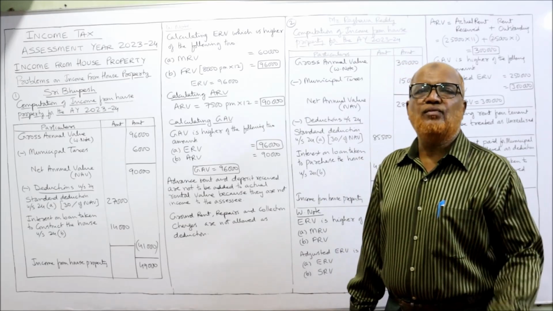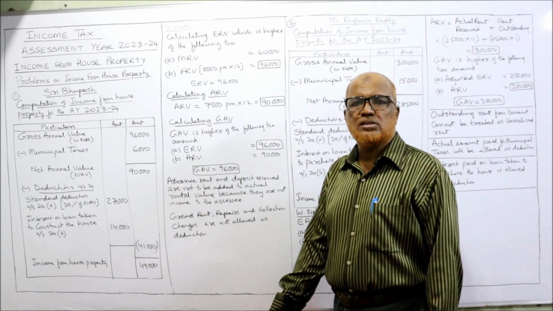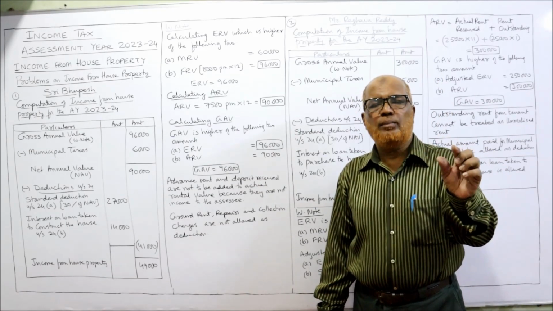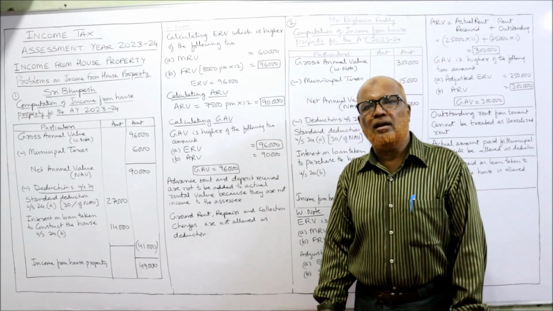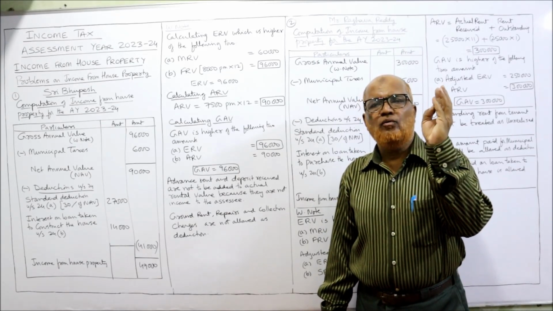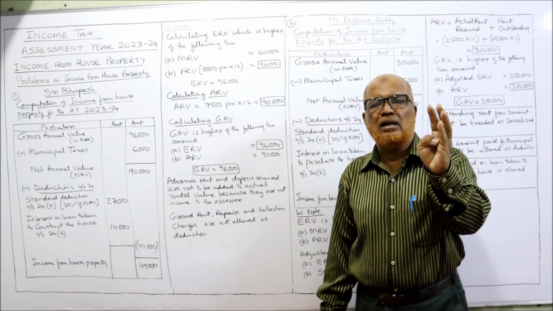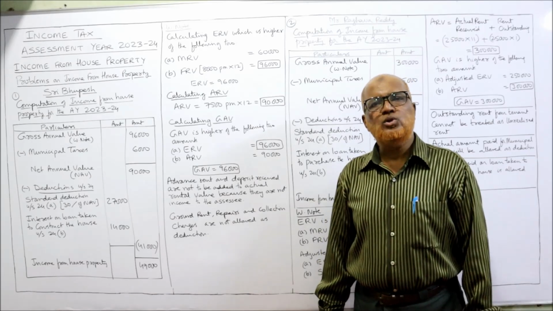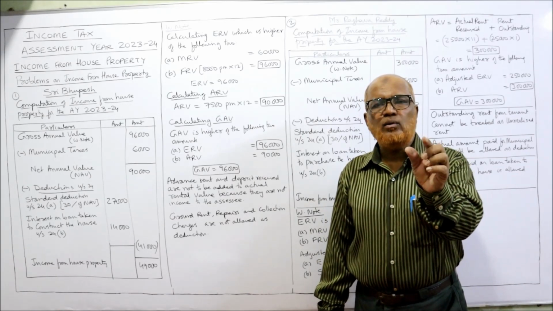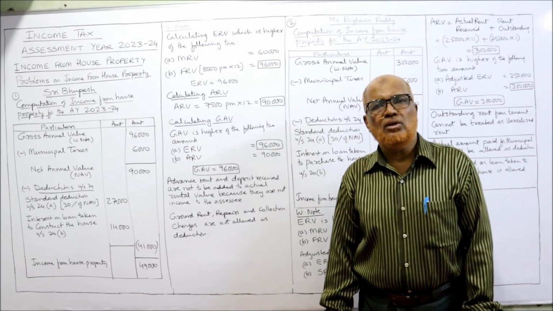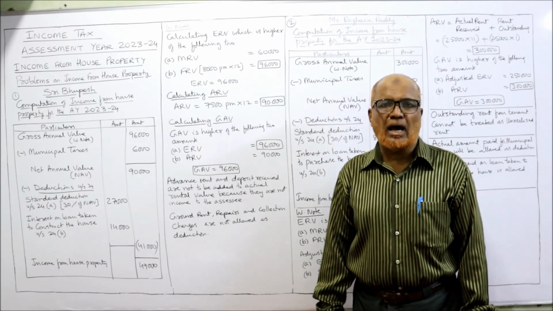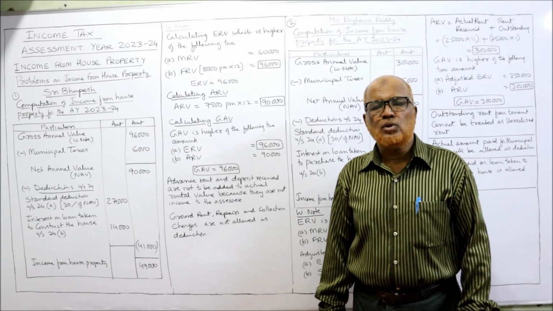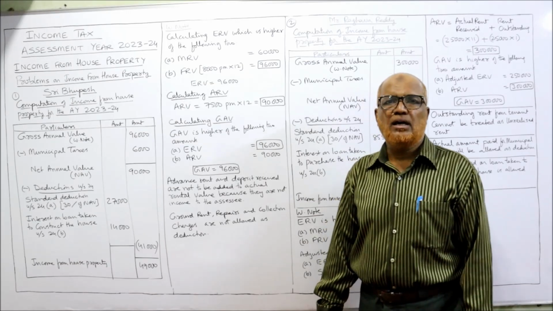In working notes, we have to show how we got the gross annual value. In the theory video, I explained that gross annual value will be ascertained by considering municipal rental value, fair rental value, actual rental value and standard rental value. By considering these four, we find out GAV. If standard rental value is not given, that means the house is not governed by the Rent Control Act. In this first problem, SRV, standard rental value, is not given. So the house is not governed by the Rent Control Act.